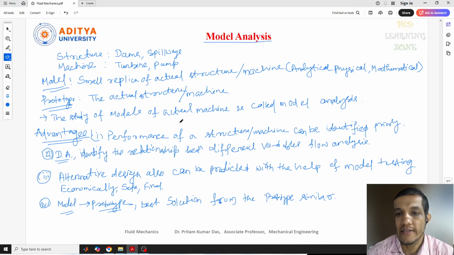So I hope you understand this concept of model analysis. This is a very simple one. It is not that difficult. There are a few terms which you need to focus on.